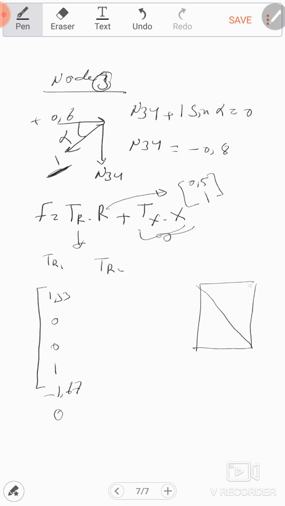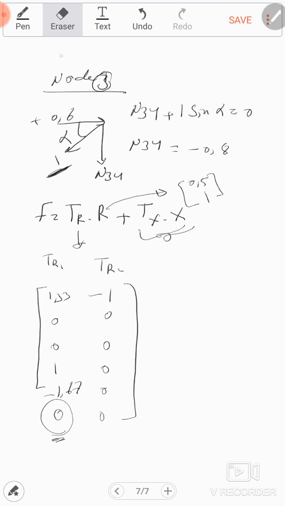Okay, I remove this one. When I remove it, I should substitute 0 here. Then here minus 1, 0, 0, 0, 0, 0. You can go to the previous video and check how I put these values for TR.